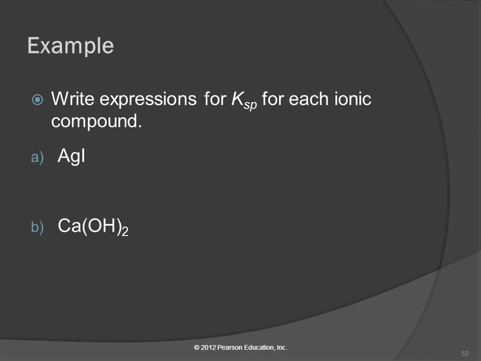So let's write KSP expressions for each of these ionic compounds. What's the first thing we have to do? You have to write an equation. So we've got silver iodide. So we imagine putting a lump of silver iodide as a solid into a beaker and pouring water on it. And then if that dissolves, what ions are going to form?